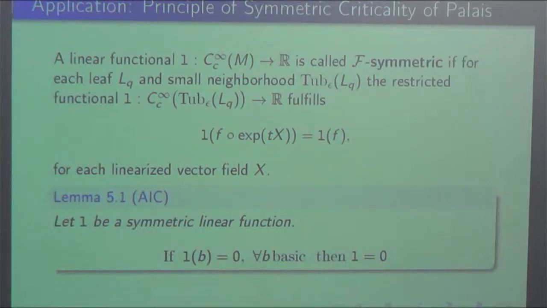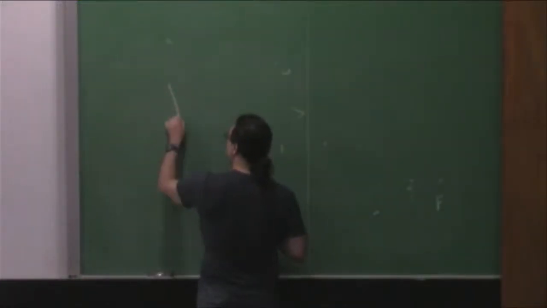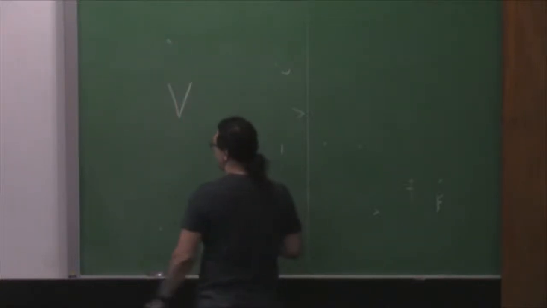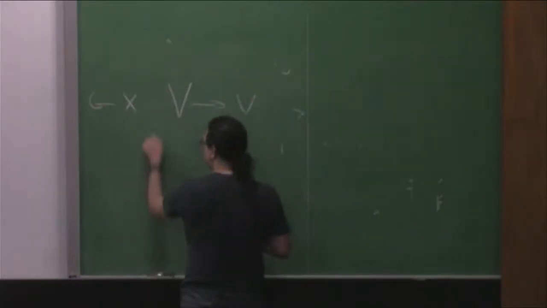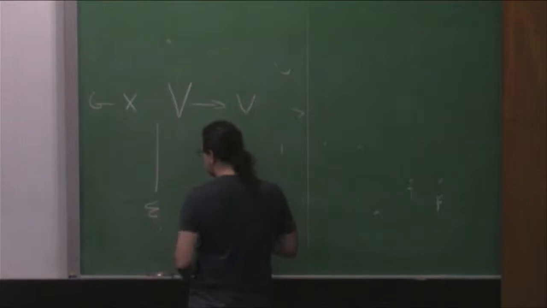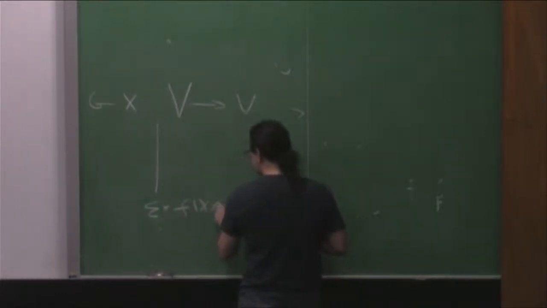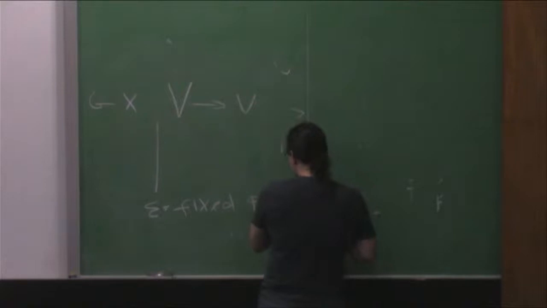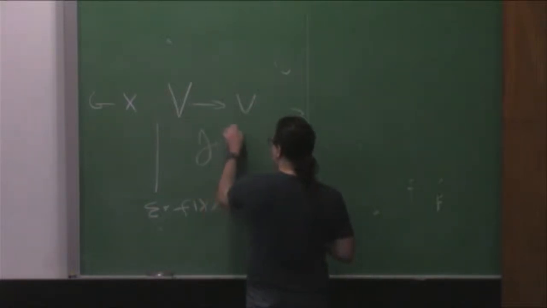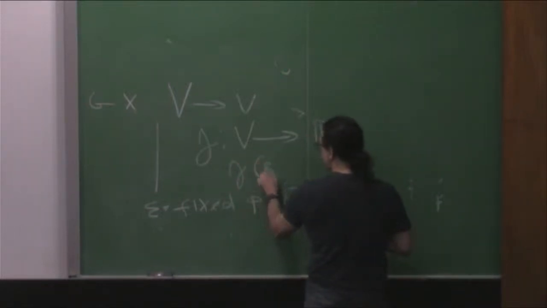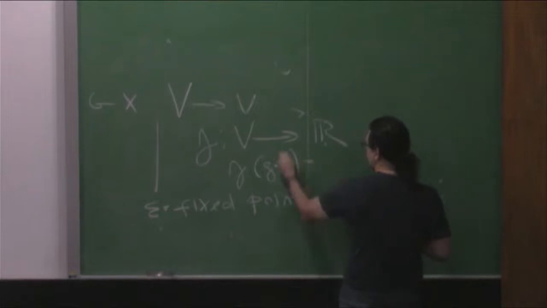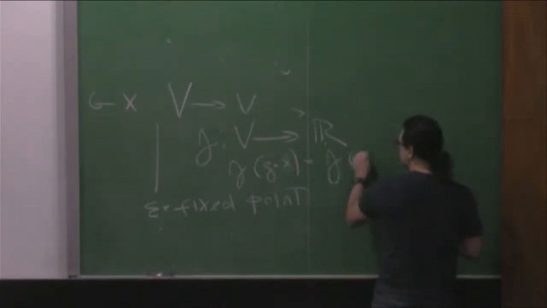I'm almost finished. I think it's okay with the time. But let us just recall this simple example. Assume that you have a vector space with an action on it, and assume that you have here the stratum of a fixed point. You say that a map is G-invariant if its composition with the action of G equals itself.